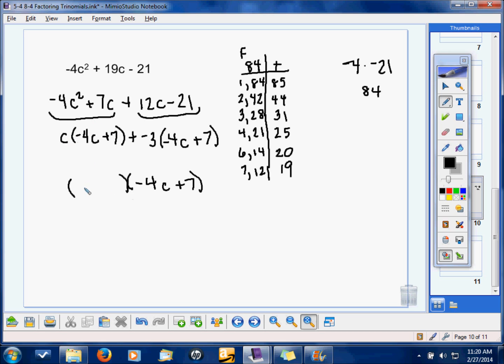Now we have c times negative 4c plus 7, and then a negative 3 times 4c plus 7. And this is our answer. Okay, this one is number 9 from your sheet. So that's just a little something. This is a big problem because you had to do a lot of breakdown as far as finding the right factors, and then that one little trick that I needed to make sure that I showed you.